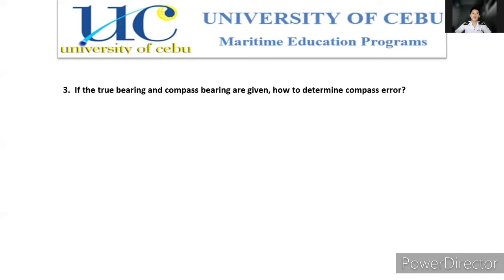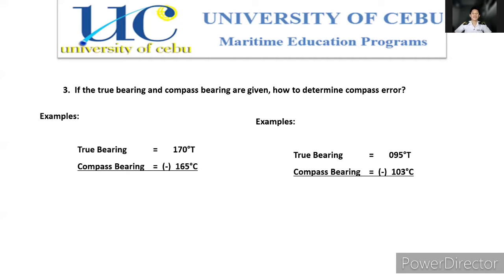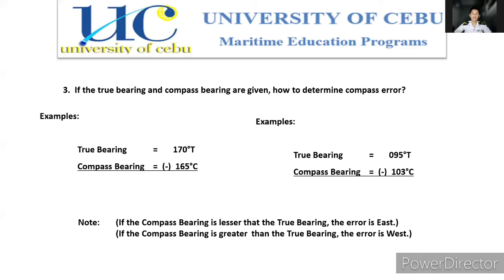Moving on to number 3. If the true bearing and compass bearing are given, how do we determine the compass error? Before our examples, we have to remember that if the compass bearing is lesser than the true bearing, the error is east. And if the compass bearing is greater than the true bearing, then the error is west.